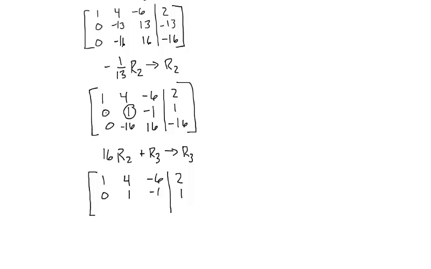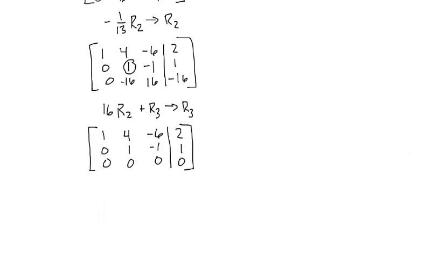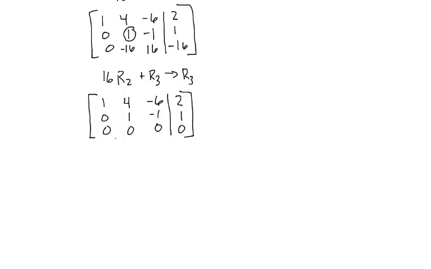So 16 times 0 is 0 plus 0, still gives us 0. 16 times 1 is 16 minus 16 is 0. And negative 1 times 16 is negative 16 plus 16 is 0. And 1 times 16 is 16 minus 16 is 0. So now we've got all zeros across the bottom. So now we're going to have infinite solutions, so we're going to need to involve a parameter.